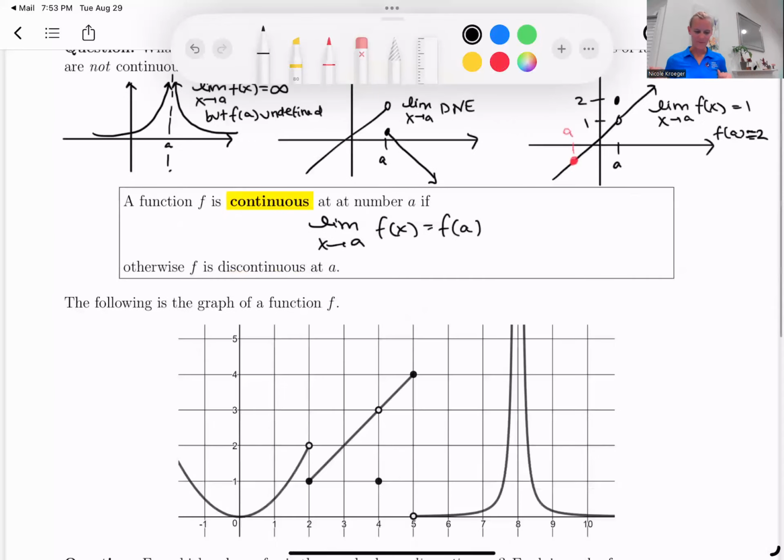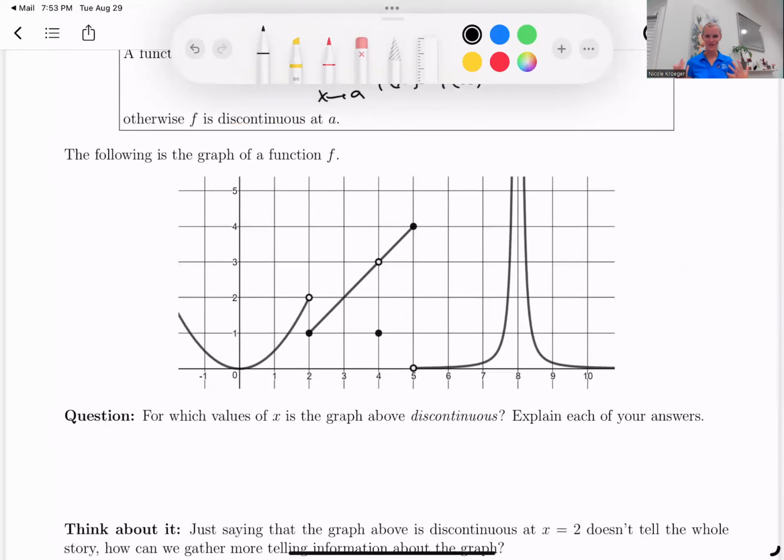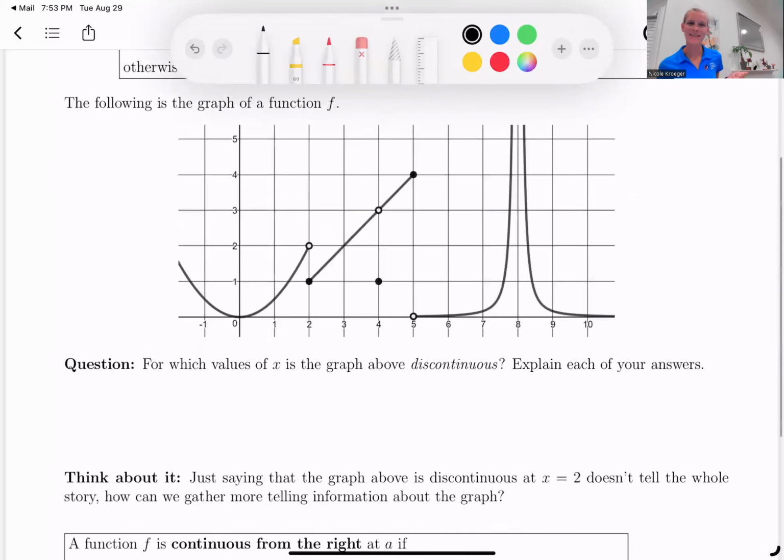So if we look at this graph below, I want to know where this graph is discontinuous and why. Go ahead and see if you can think about where it is going to be discontinuous. Spend a second thinking about this before you keep watching me do this. I would say that this function's discontinuous at 2, at 4, at 5, and at 8. So let's write that as x equals 2, x equals 4, x equals 5, and x equals 8.